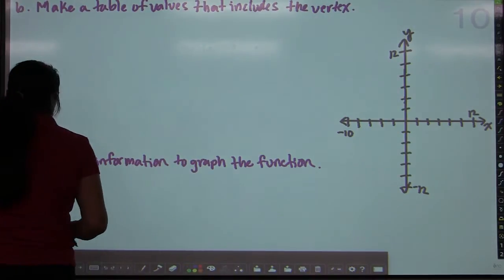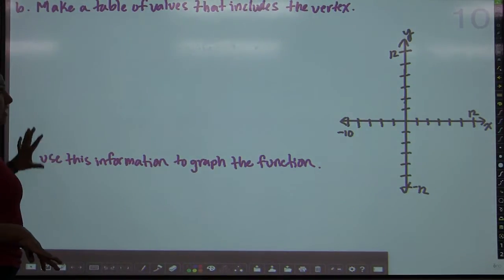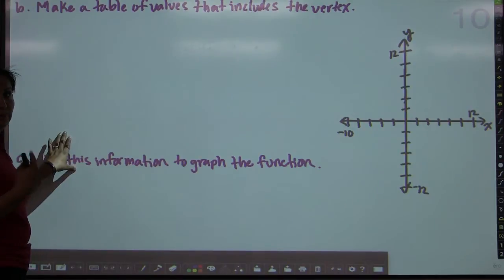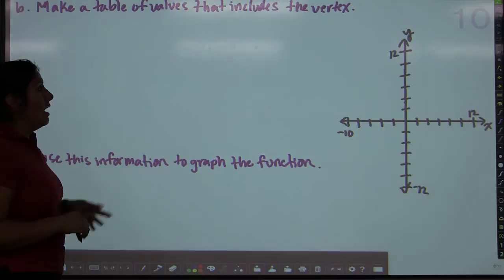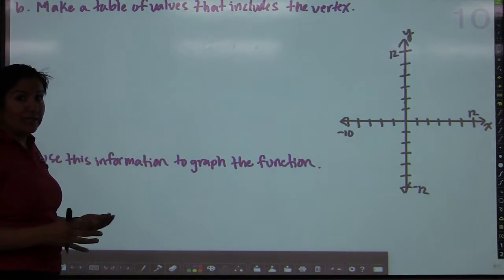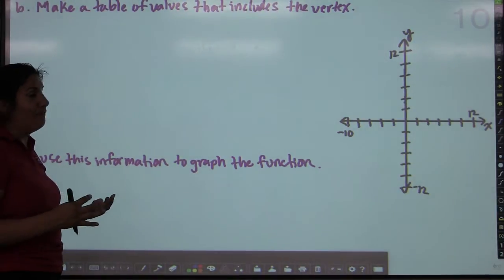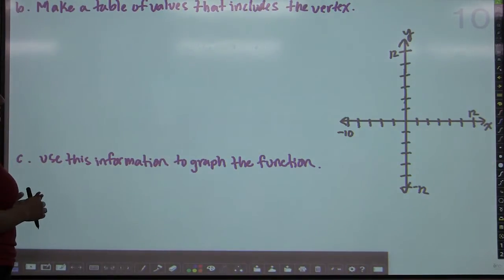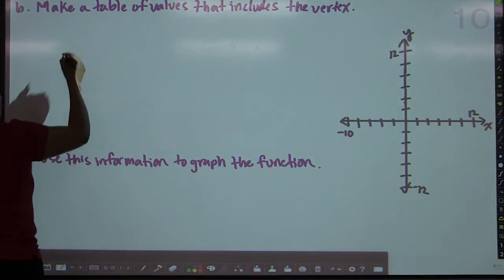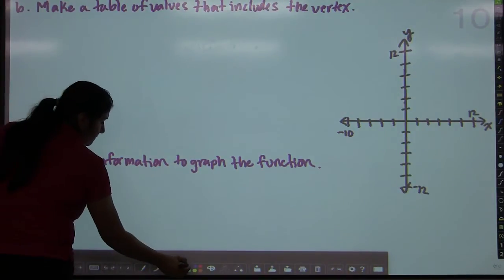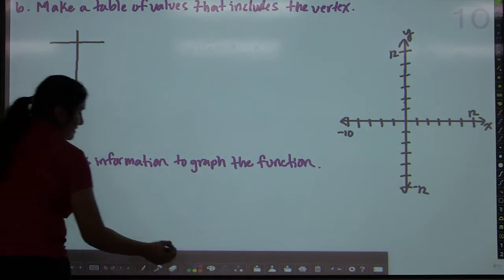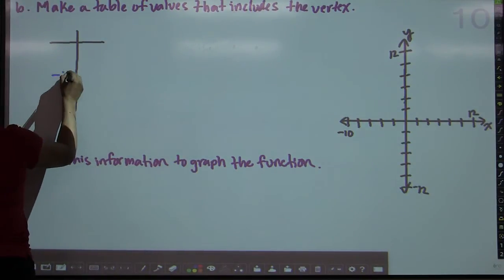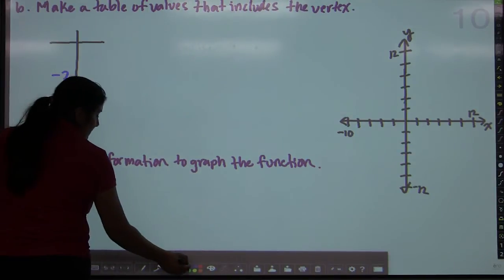In part B, we'll get a chance to do that because it says, make a table of values that includes the vertex. Now, the reason why I like graphing this way instead of the example 1 way is that with example 1, we had to use 4 points, 4 values, and sometimes you have to use more than that to get an actual accurate graph. But when you use the vertex as your center for the t-table, you can actually minimize your work to just 3 points.